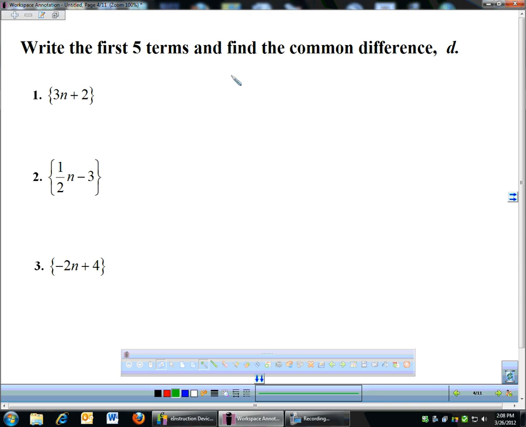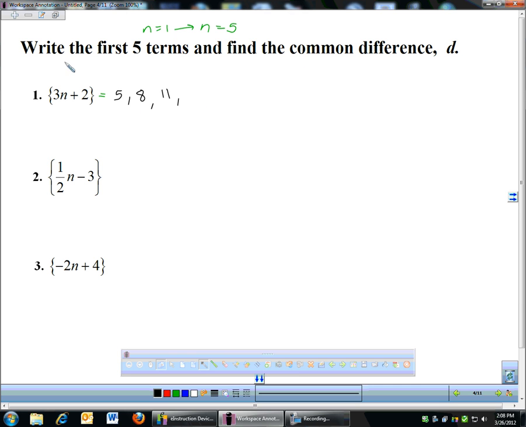If I ask you to write out the first 5 terms, it's going to be a lot like what we did in class today. Plug in, starting with n equals 1, going through n equals 5. So if I plug in 1 for n, 3 times 1 plus 2 is 5. 3 times 2 is 6, plus 2 is 8. 3 times 3 is 9, plus 2 is 11. And after a while, you start to see the pattern.